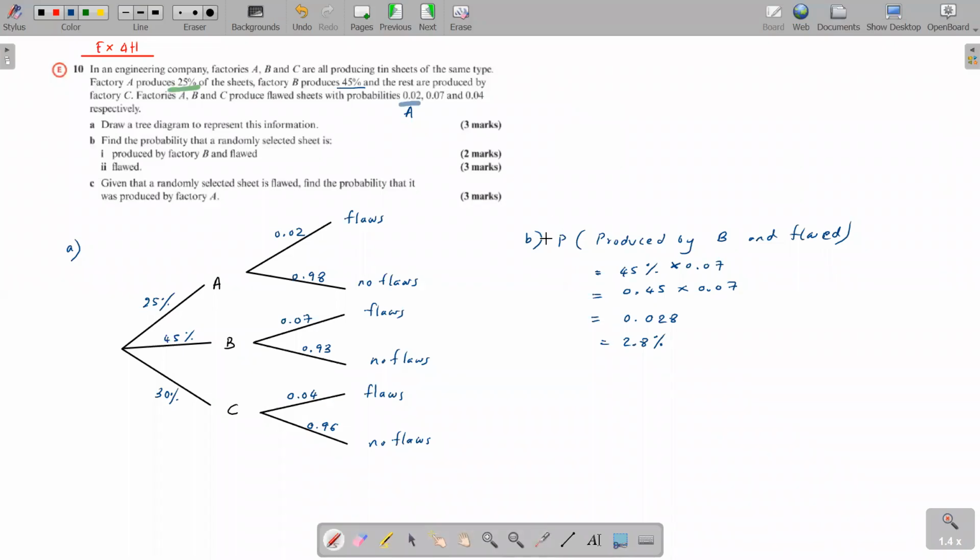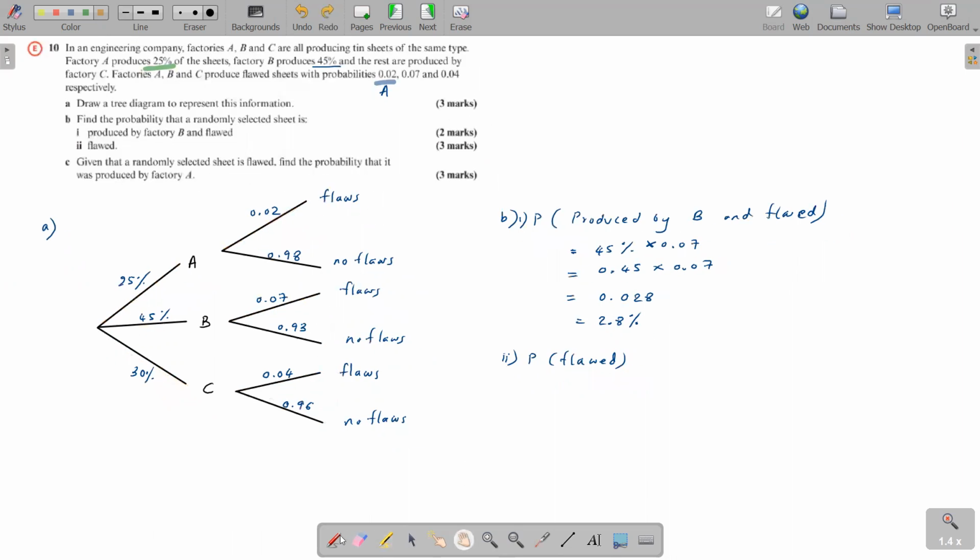Okay, so then moving on to Roman numeral 2, they say to find the probability that it is flawed. Okay, so in this one, they don't specify any factory. They don't say whether it's A or B or C. They just say flawed. So when they just say flawed, you can see you have 3 options. So you have A and flawed, B and flawed, C and flawed. There are three possible branches. So along the branch, probabilities are multiplied, and across different branches, probabilities must be added. Right, guys? So these are some simple theories you have learned previously as well, right? Okay, along the branch, probabilities are multiplied.